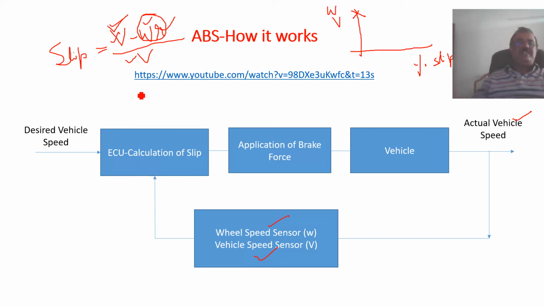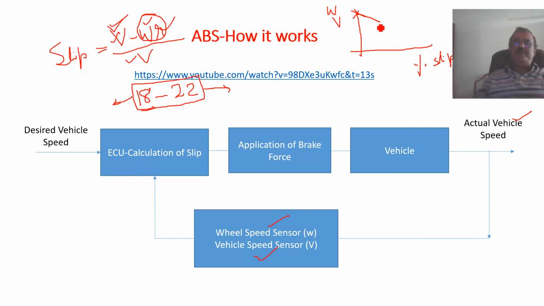Now we want to have a slip between 18% and let us say 22%. Within that range only we should manage the slip value. Below 18% is also not good. Above 22%, it will start moving towards locking. That means when we apply the brake, the wheel speed will start decreasing, and so will the vehicle speed. The wheel speed sensor will measure omega, the vehicle speed sensor will measure the vehicle speed, and the slip is computed.